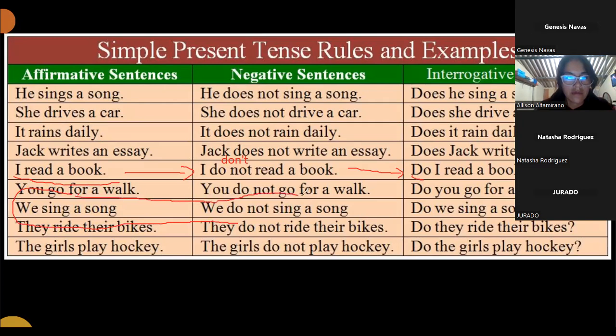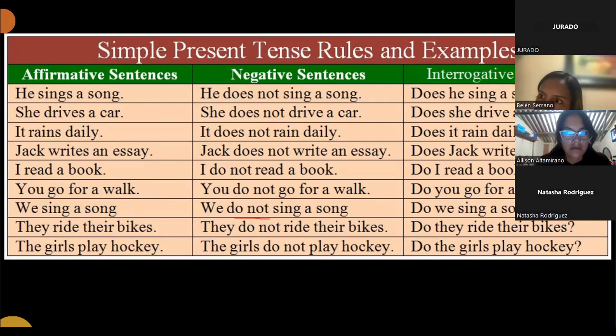Good afternoon, teacher. We sing a song. We do not sing a song. Do we sing a song? Very good. Okay, we have we sing a song. No le aumentamos S porque no es ni he, ni she, ni it, okay? We sing a song, we do not sing a song, or we don't sing a song. And for the question, we need to exchange places, okay? Now, do goes first, and then the subjects.